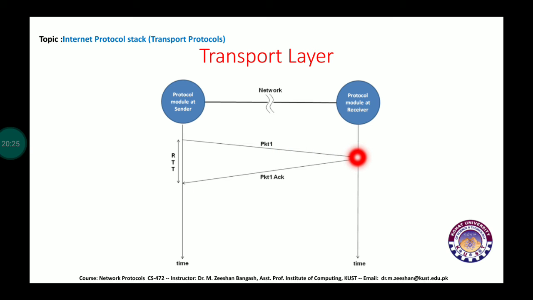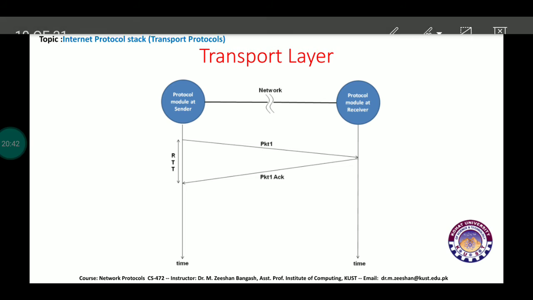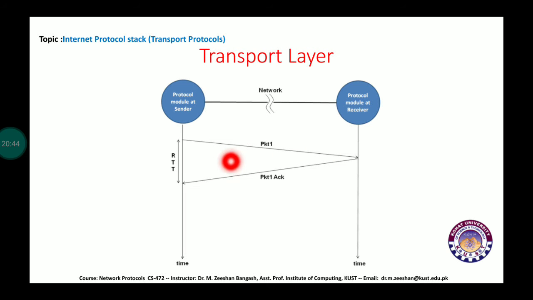So let's look at the communication model where the sender sends a packet toward the destination, and upon receiving that packet, the destination sends an acknowledgement to the sender. So this is a simple communication that is the responsibility of the transport layer. This RTT is the round trip time. Basically, it's the total time by which a packet is sent from the sender to the receiver, and then an acknowledgement is received from the receiver by the sender.